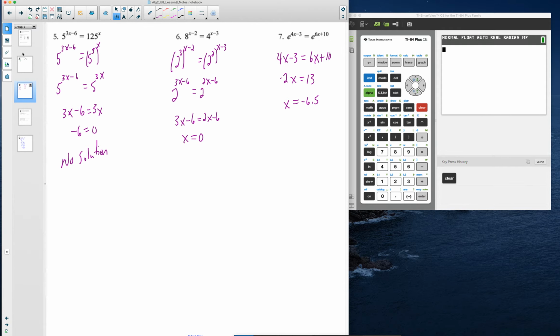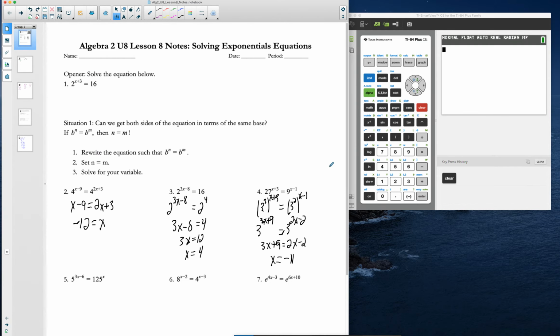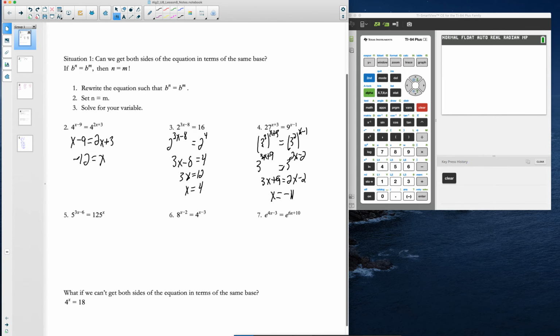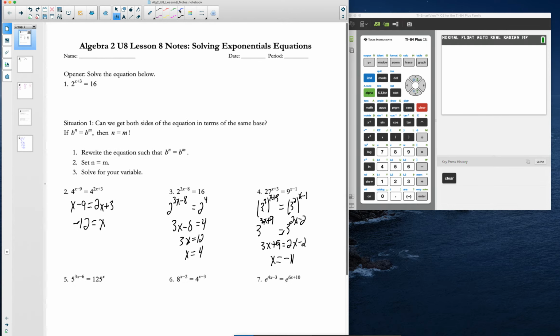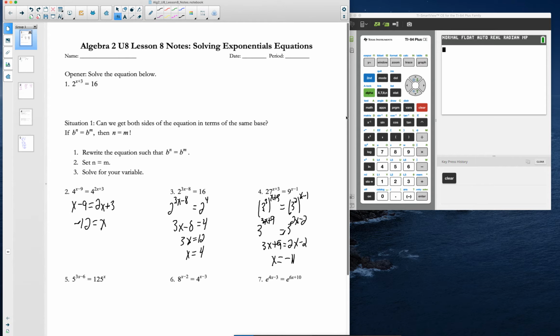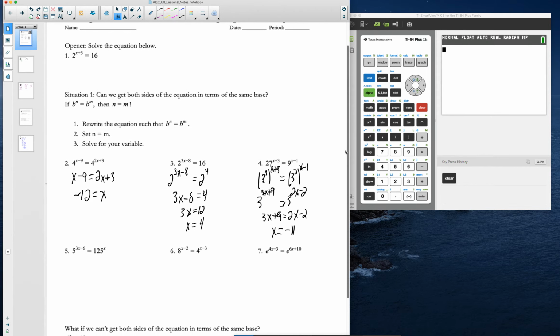Now, let's look at what happens when we have something like this. I think it's at the bottom of our page here. Scroll down. So what happens when we have 4 to the x equals 18? We can't get 18 in terms of base 4 because 18 is not a power of 4. So this is where a lot of the work that we did last time comes into play, because what we want to do is take the inverse of base 4 here in order to solve for x.